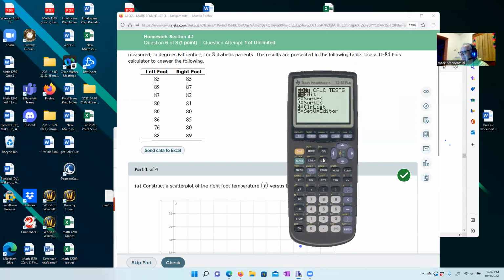So we're going to go to stat. We're going to go to tests. Okay, and I'm going to go all the way down to where it says LinRegTTest, because on a TI-83, that's how we get the correlation coefficient. Okay, so X is L1, Y is L2. Sounds good to me. We're going to leave beta and rho alone. Okay, and then we're just going to go ahead and calculate.